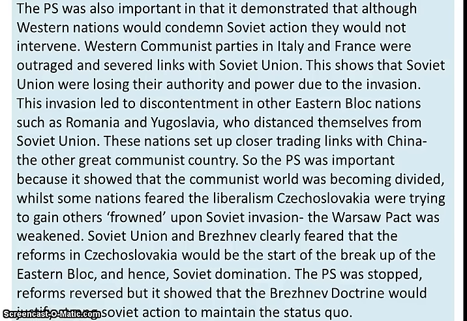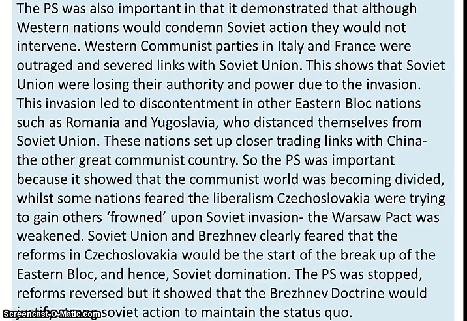This invasion led to discontentment in other Eastern Bloc nations after August 1968, such as Romania and Yugoslavia, who distanced themselves from the Soviet Union and set up closer links with China, the other great communist nation. So the Prague Spring was important because it showed that the communist world was becoming divided. While some nations feared the liberalism Czechoslovakia were trying to gain, others frowned upon the Soviet invasion. The Warsaw Pact was therefore weakened.